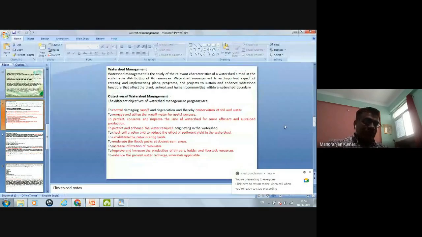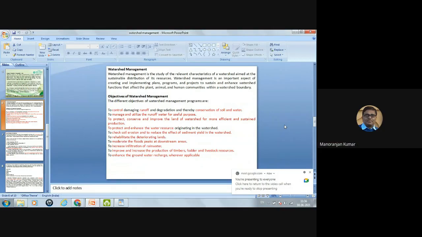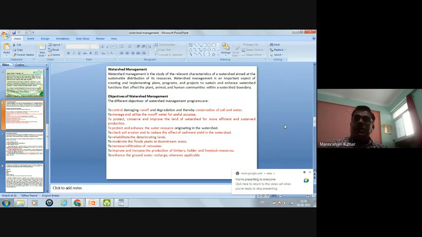Now, the watershed management. We have seen what the watershed is. Watershed means an area where all the runoff water will be collected at the same point. Now, what do you mean by watershed management? How can you manage the watershed? So, first, watershed management. This is the study of relevant characteristics of a watershed, which is aimed at the sustainable distribution of its resources.